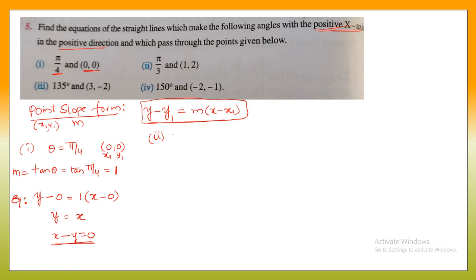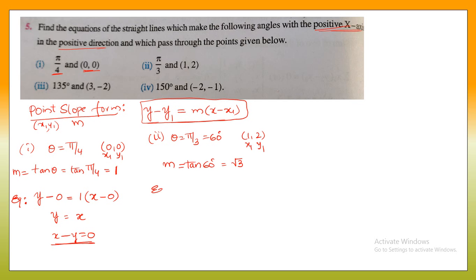So what he has given, theta is equal to pi by 3. So what is pi by 3? Pi by 3 means 60 degrees, and the point is given as 1 comma 2. So correspondingly the values are x1 comma y1. Now moving on to finding the slope. So m is equal to tan 60 degrees. So what is the value of tan 60? Tan 60 is root 3.